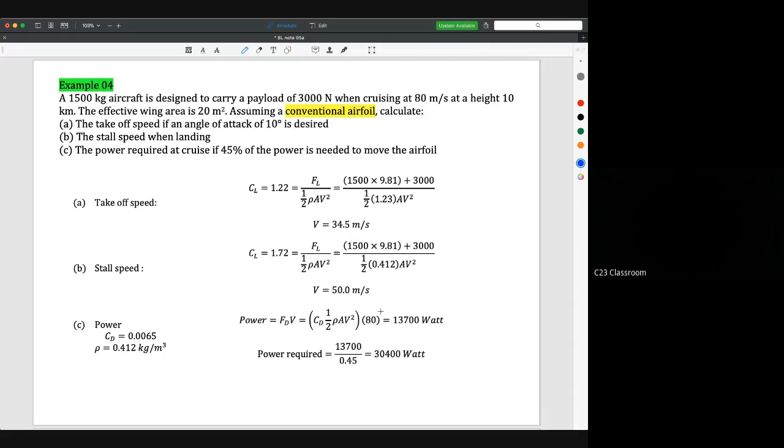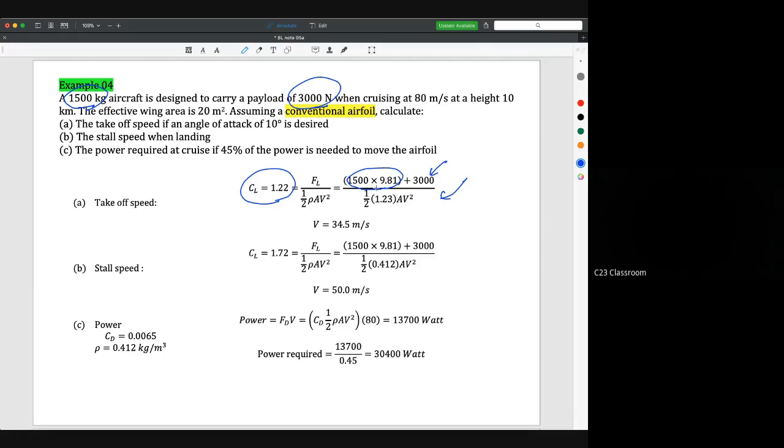So for the takeoff speed, this is the lift coefficient that usually occurs at takeoff speed. So we take CL equal to 1.22. So it is equal to FL over 1 over 2 rho A V squared, and we calculate everything here. Because we have a payload of 3000 here, we add it to the total weight. So we have 1,500 kilograms, and then we have 3,000 newtons. So 1,500 times gravity to get the weight, and then we add another 3,000, the extra load for the flight. And then we calculate everything, so we could get the velocity is 34.5 meter per second.